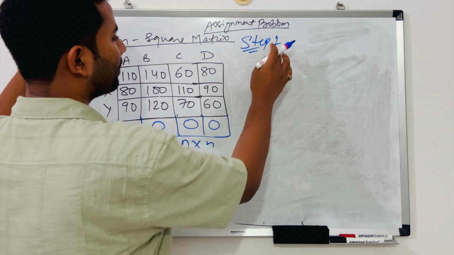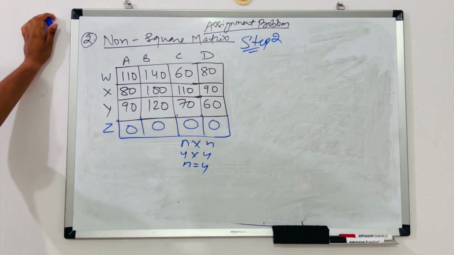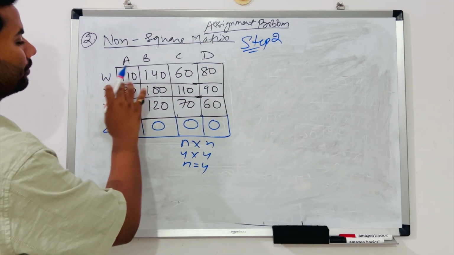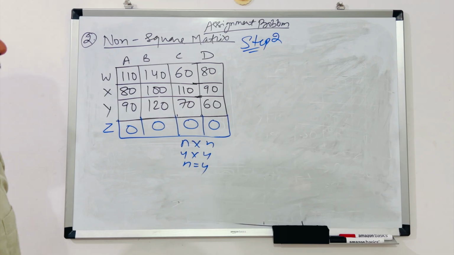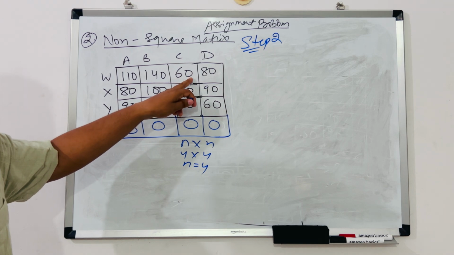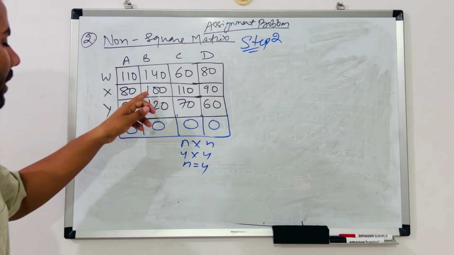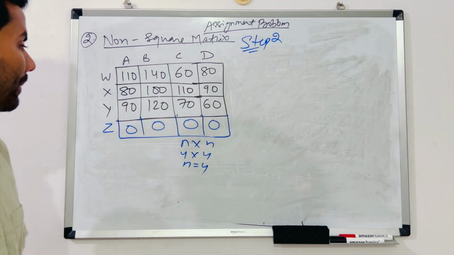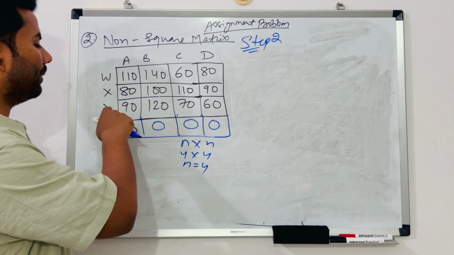Now go to step number 2. Step number 2 is we have to subtract by row. Row number 1, row number 2, row number 3 and row number 4. We select the smallest number in row 1, which is 60. So we subtract all the elements of row 1 by 60. In row number 2, the smallest number is 80, so we subtract all the elements of row 2 by 80.